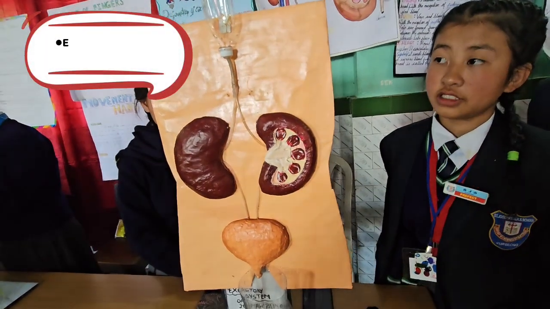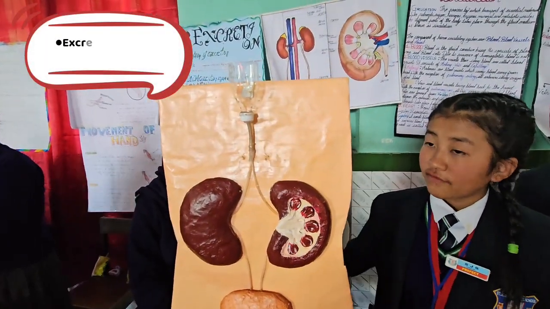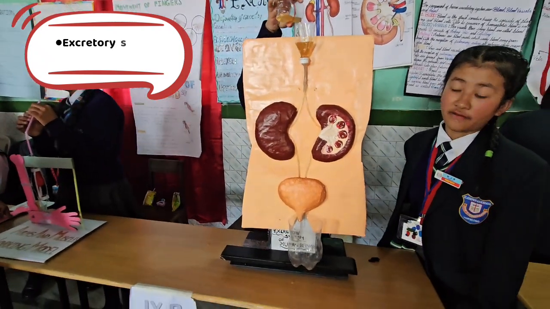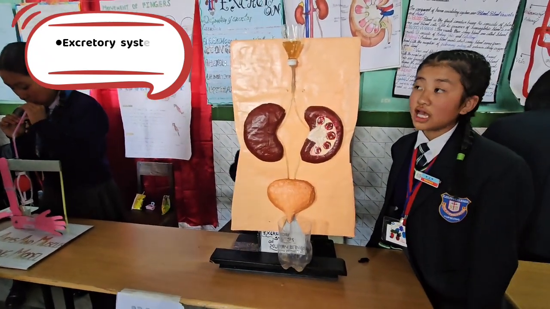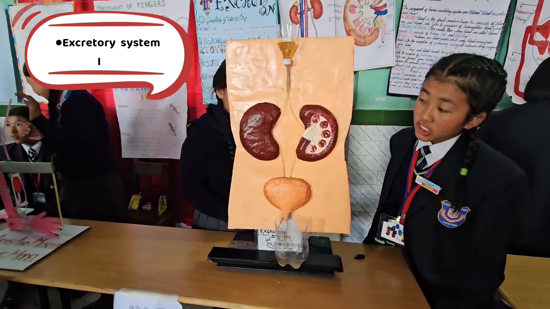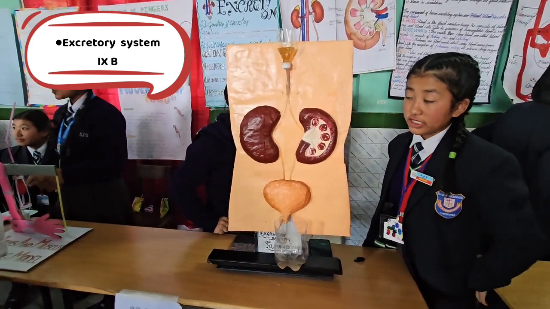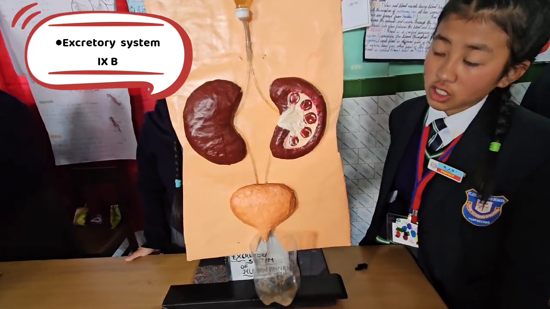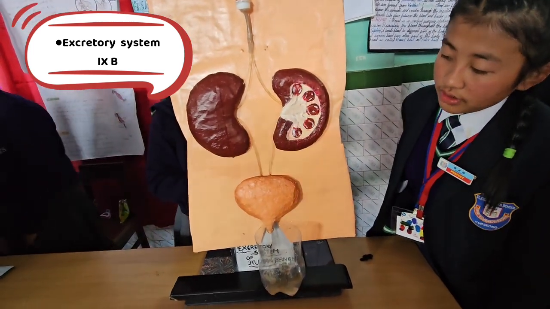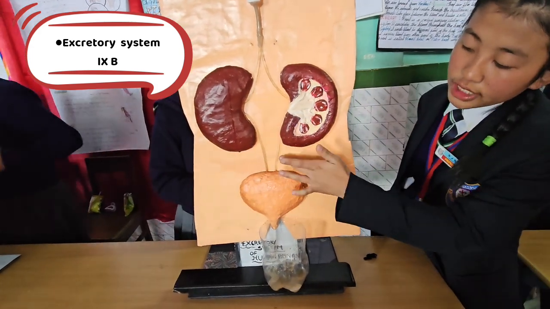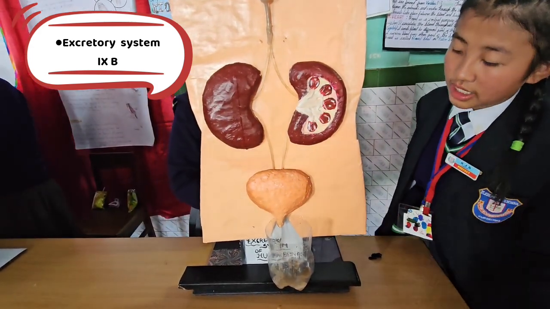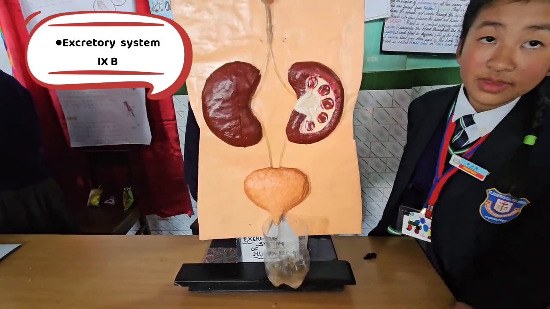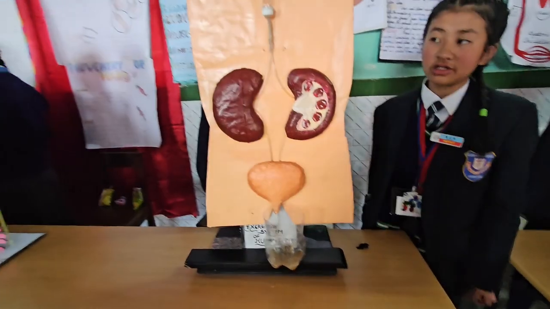Our excretory model. From the renal artery, blood enters the kidney, which is made up of millions of nephrons. Nephron is the structural and functional unit of the kidney. In each nephron, filtration takes place, due to which nitrogenous wastes are thrown out as urine. Formed urine is passed out from the renal pelvis to the urinary bladder, and it is stored there until it is released by the urethra. And this is how the excretory system works.